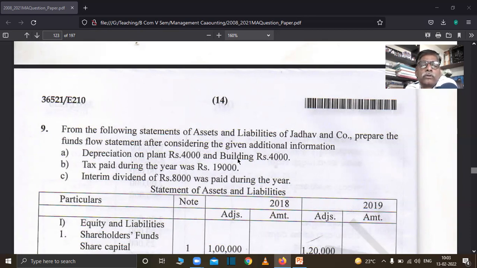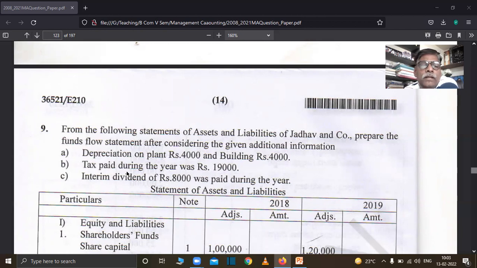depreciation plant 4,000, building 4,000. If there is a 4,000 decrease in the balance of plant, then that is depreciation 4,000, no problem. If the difference is not 4,000, then you have to prepare the account. And regarding building also, if the given building balance decreased by 4,000, then that is depreciation. There is no need of preparing the account. If the difference is not 4,000, then you prepare the account and ascertain the purchase and sale of building or plant.